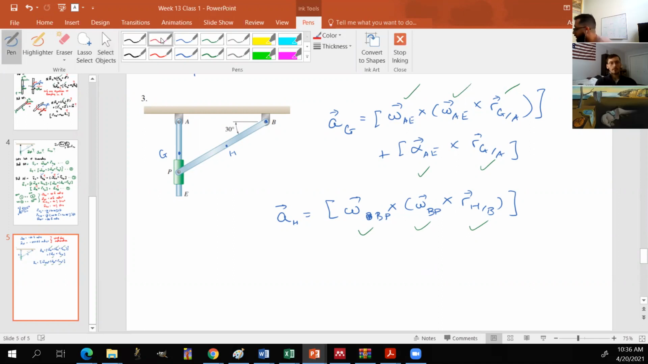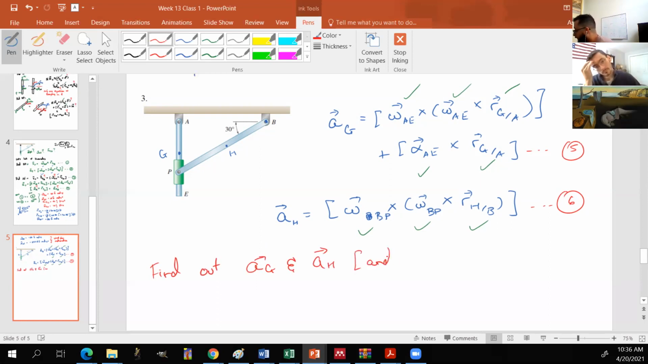All right, so what you can do is you can treat this as one expression. You can treat this as another equation. We know that these are just going to give you what AG and AH are essentially. Find out, and plug into moment.